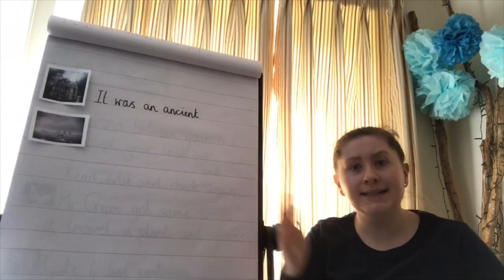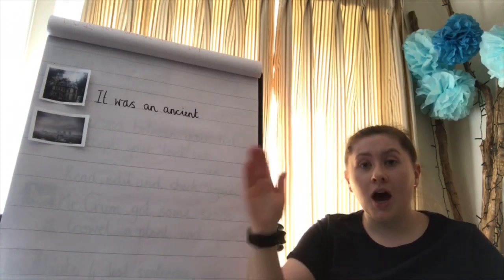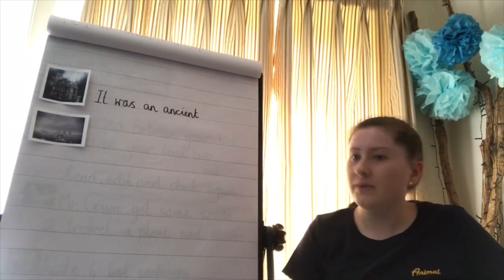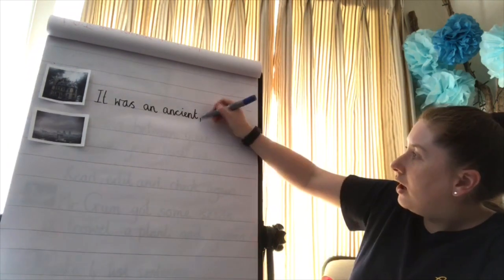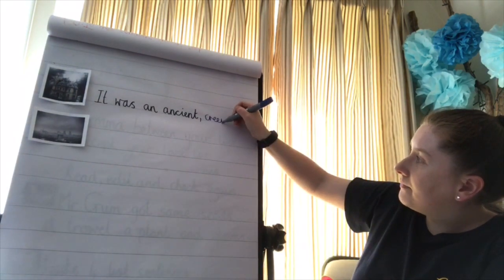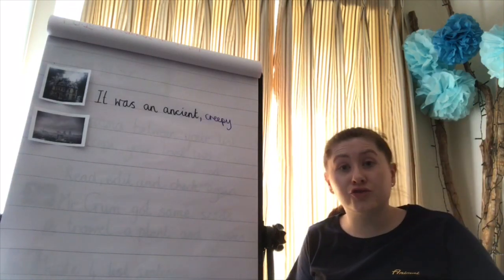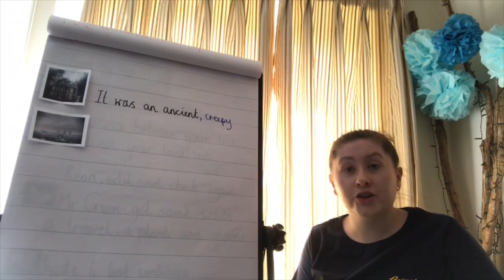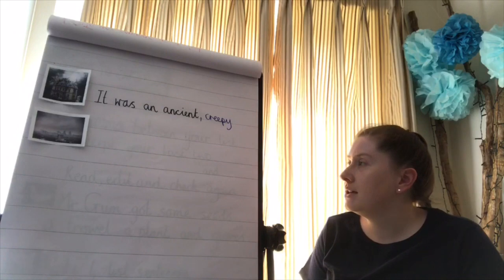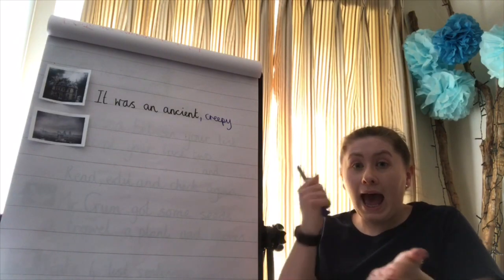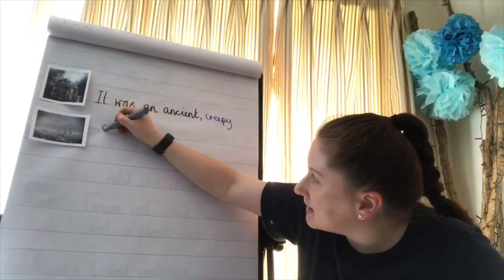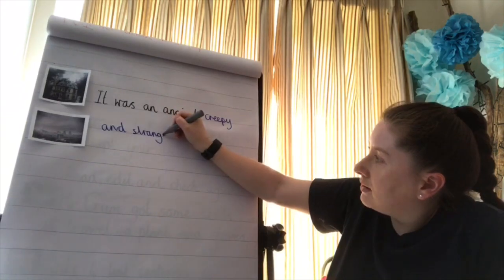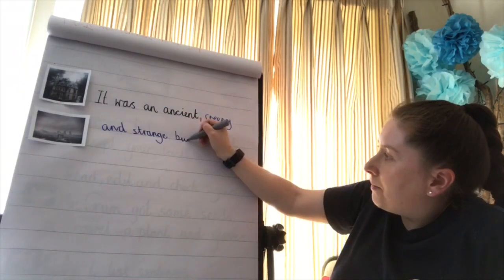So I'm going to need my comma to separate them. It was an ancient creepy. So let me get my pen and I'll write the word creepy down here as well. It was an ancient creepy. And I use the word strange. I can spell the word strange because it's on the 3-4 word mat. And I remember strange with an E and I can sound that out. It was an ancient, creepy and strange. So I need my and. And strange building.